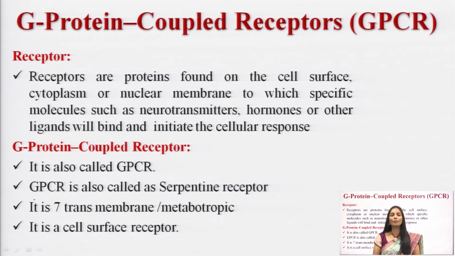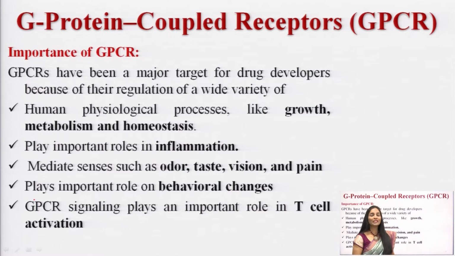Which type of receptor is it? The G protein coupled receptor is a cell surface receptor. Why do you call it a cell surface receptor? Because these receptors are present on the surface of a cell. Here the drug can bind to the receptors present on the cell surface. Now we will see the importance of G protein coupled receptors. Why are they important?